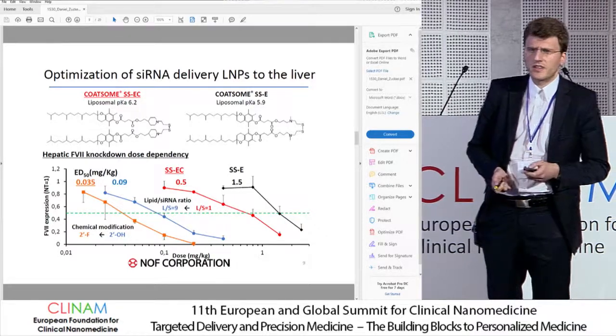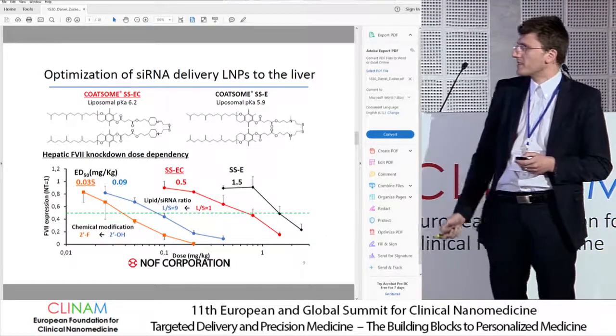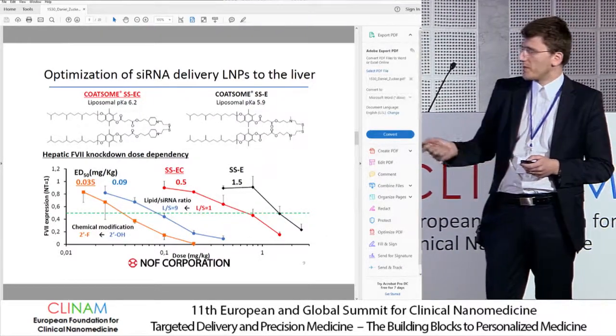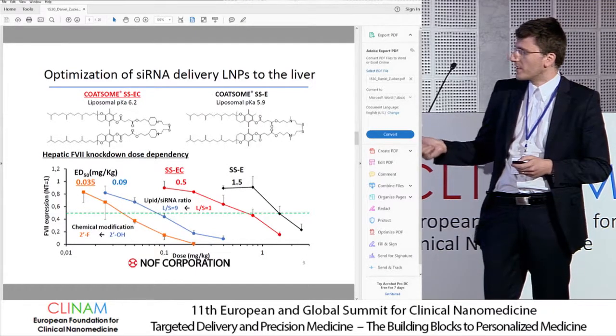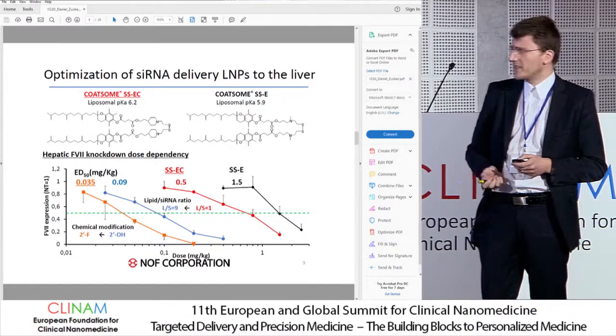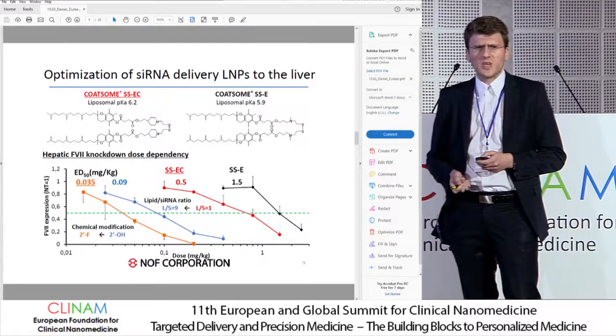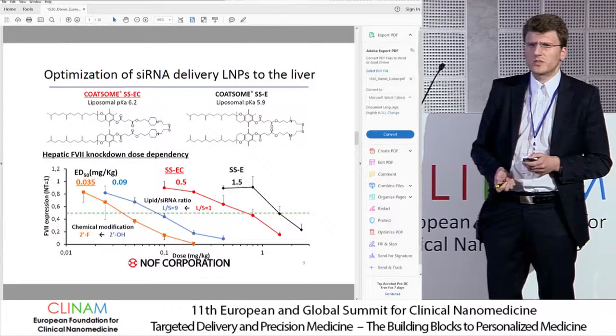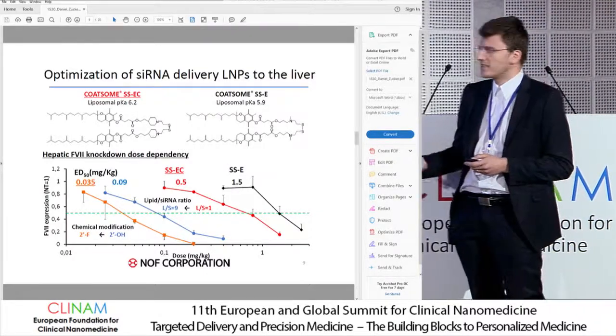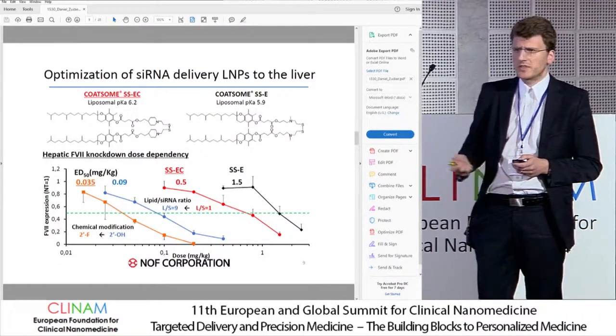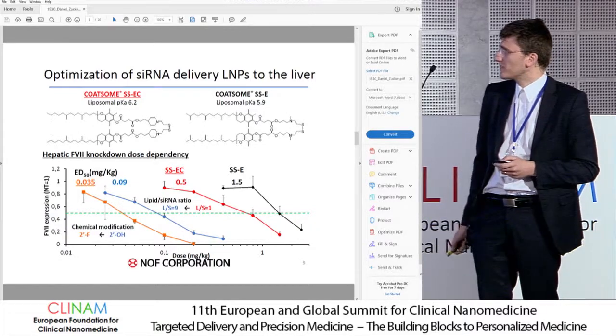In addition, the transfection efficacy was drastically improved by elevating the lipid to siRNA ratio. Finally, we also chemically modified the siRNA in order to make it more stable, and this enabled us to further decrease the effective dose.